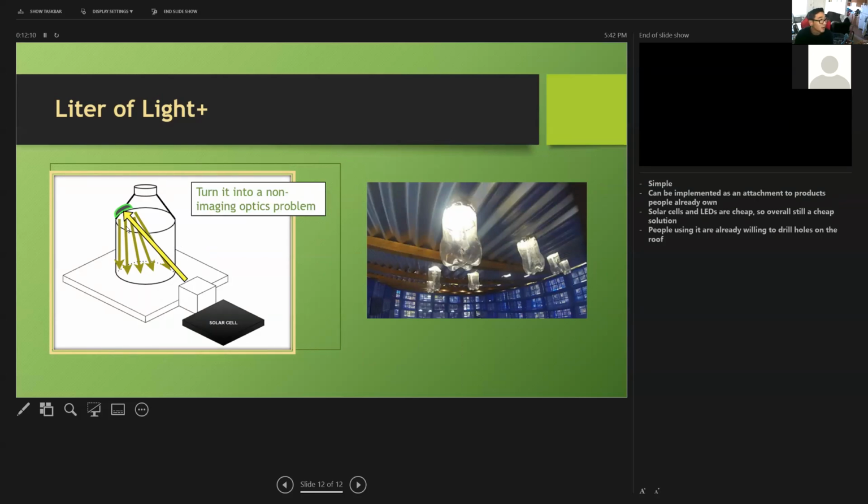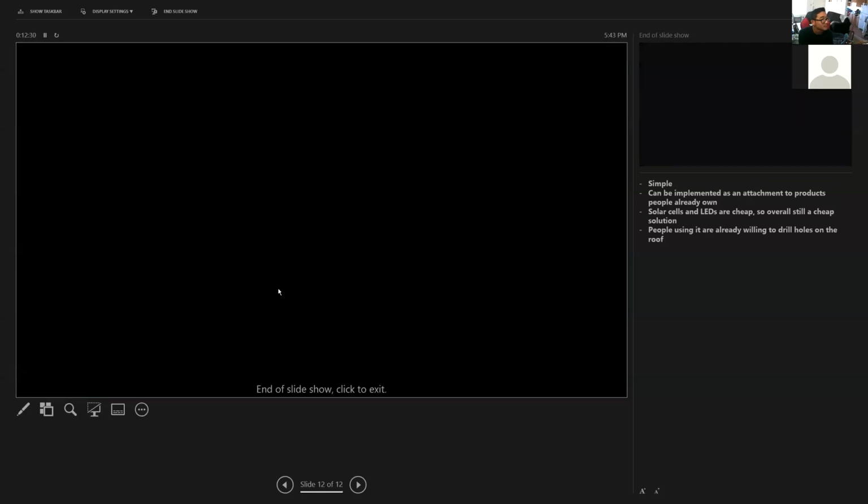And as long as enough light is reflected into the bottle and is functional, we can live with a little bit of leaking or a little bit of energy wasted, as long as it still lights up the room. But those are little details that we'll have to work out. And that's about it for our Liter of Light Plus.